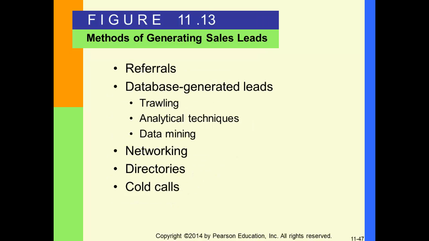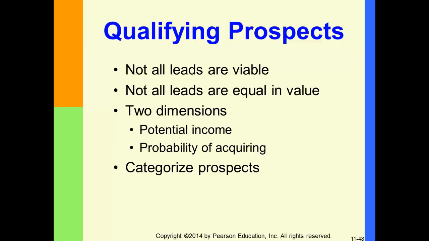Referrals are the best way to generate leads. It also allows the salesperson to bypass the gatekeeper and get right to the decision maker. Not all sales leads are good prospects. Many companies will hire other individuals to qualify them, as we've talked about. 2 dimensions are important when evaluating a sales lead: potential income and the probability of acquiring the prospect as a customer. Often sales leads are categorized into 3 or 4 groups based on these 2 dimensions.